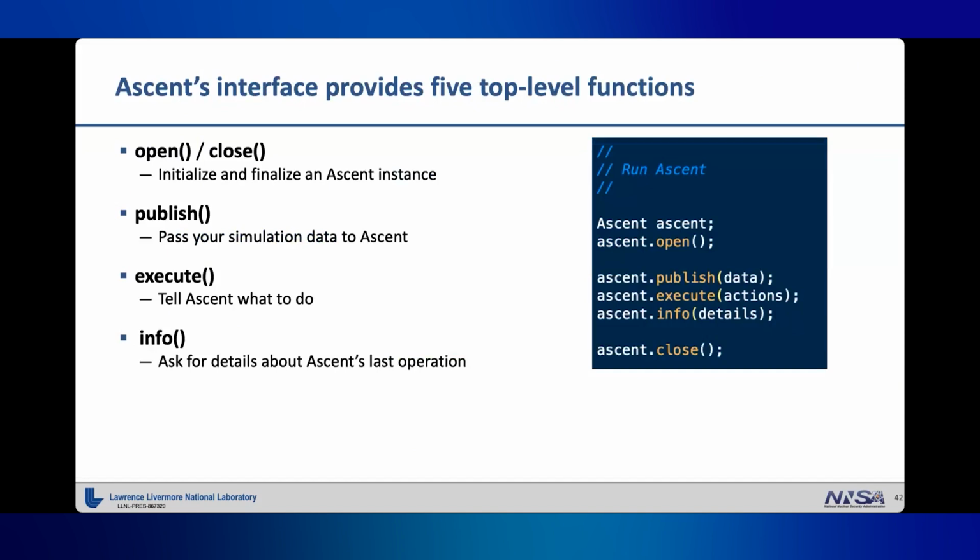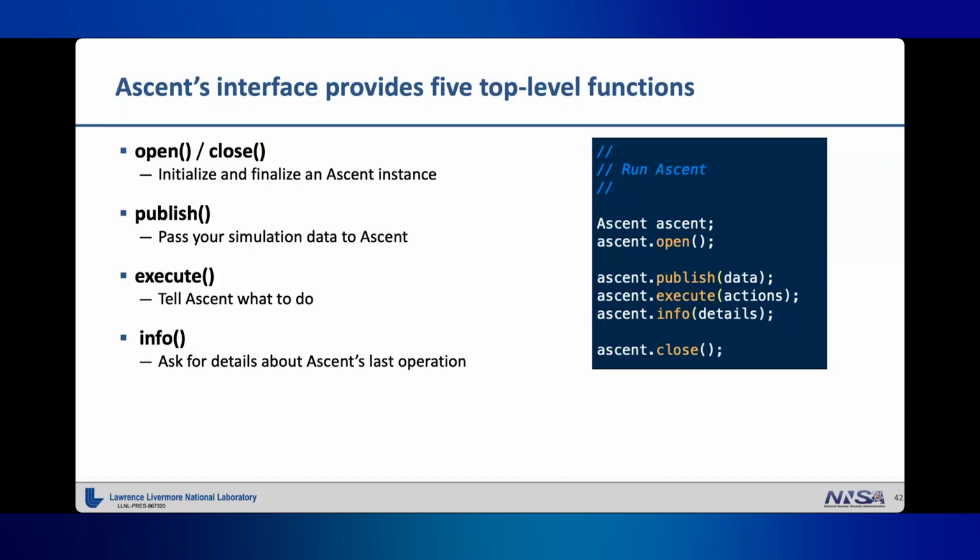Publish is where you hand Ascent your mesh data. So once you've described your meshes, you call the publish function. Execute is where you tell, or politely ask, Ascent what to do. We'll spend a lot of time on what the different actions look like that you can pass to that. And then info gives you details about Ascent's last operation.